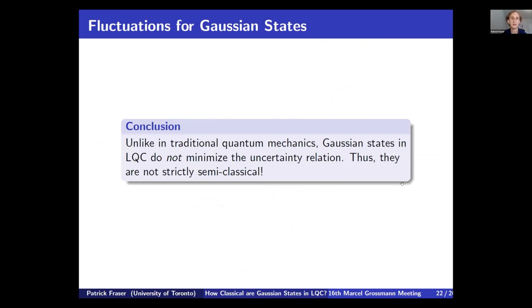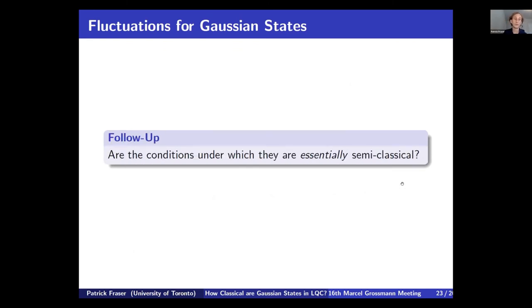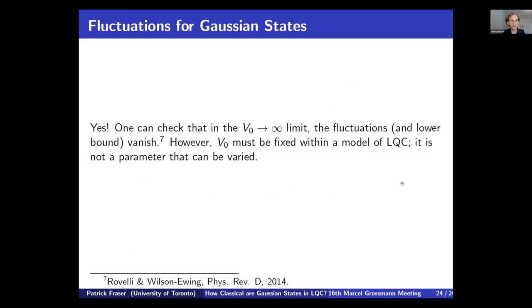So the conclusion for this is that unlike in traditional quantum mechanics, Gaussian states in LQC do not minimize the uncertainty relation. Thus, they are not strictly speaking semi-classical in the exact sense spelled out at the beginning. Now, a natural follow-up to this is, are there conditions under which they are essentially semi-classical? And fortunately, the answer is yes.